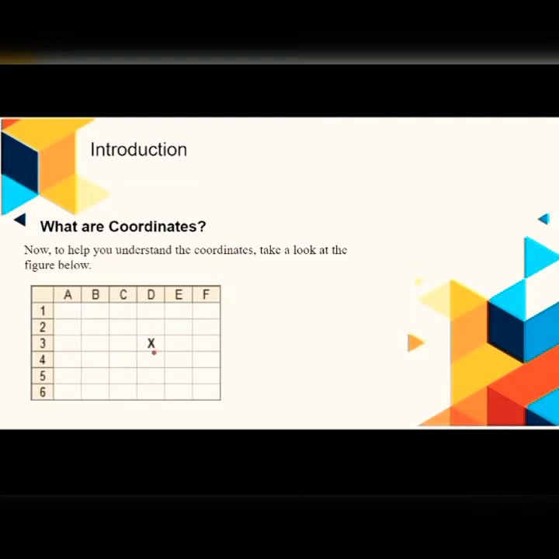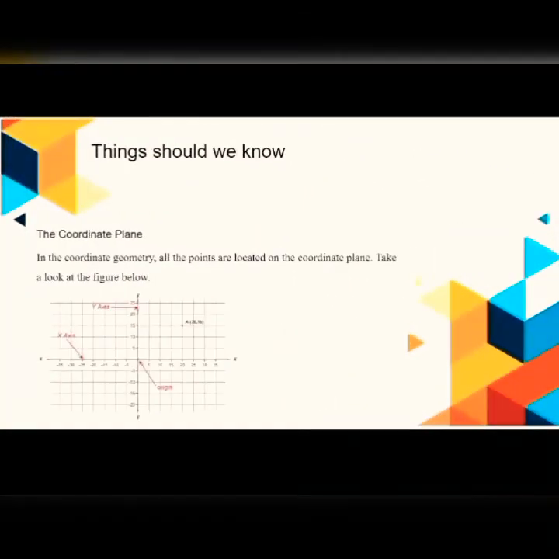And here, T and 3 are the coordinates of this box. The box has two parts. One is the row, another is the column. You need to understand that when you have both of them, you can find a single box. That is the point where the row and column intersect each other. Okay, moving further. Things we should know.